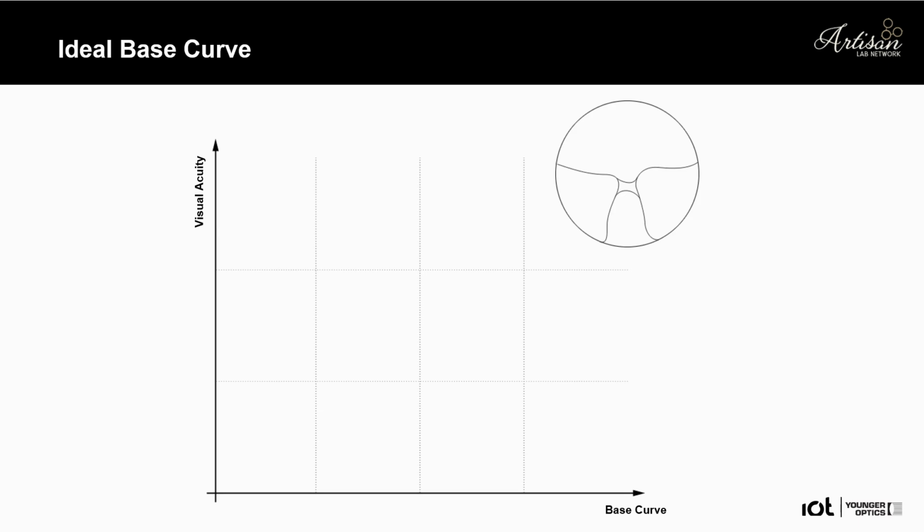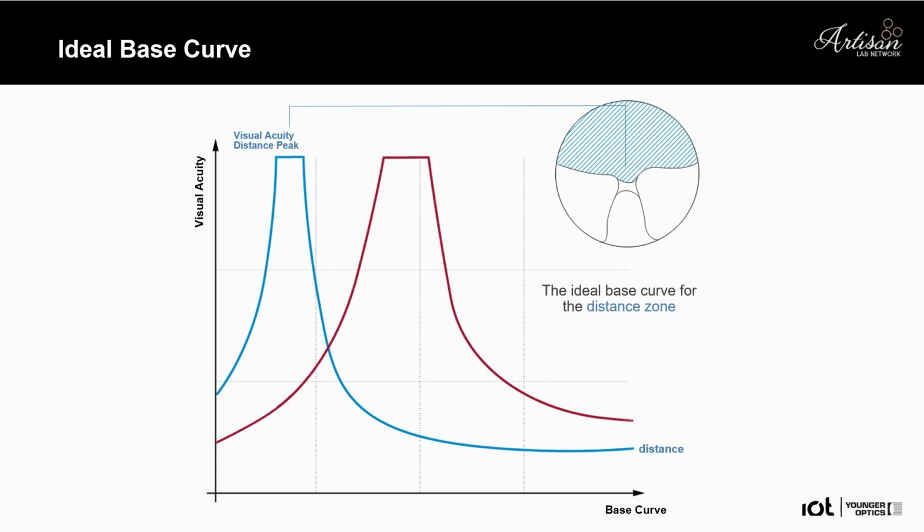Here, when we look at this graph, we would have a specific base curve range, and anything deviating from that range would hurt the vision, would have less visual acuity. Represented by the red curve, we also have another lens power in the near zone, which has its own corresponding base curve range. Therefore, we have at least two different base curve requirements because we have at least two very different powers, distance and near.